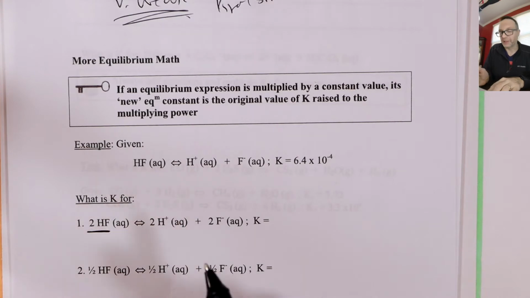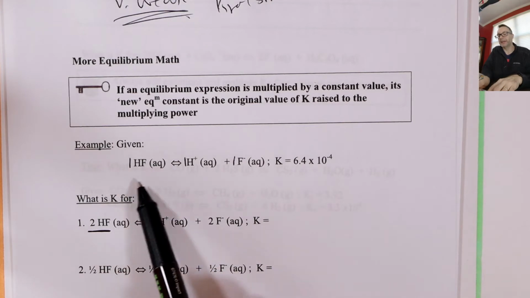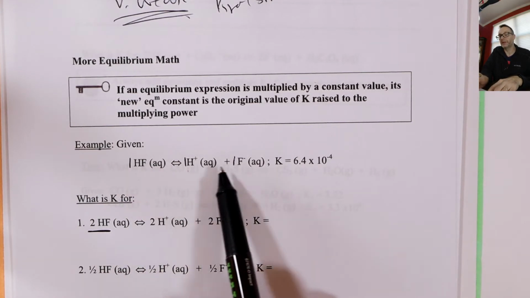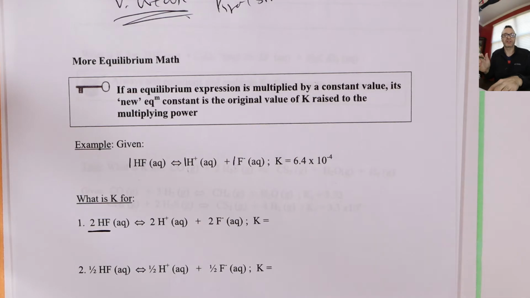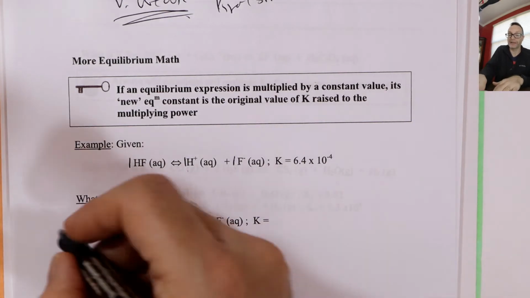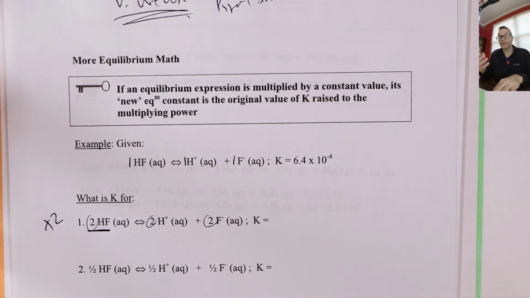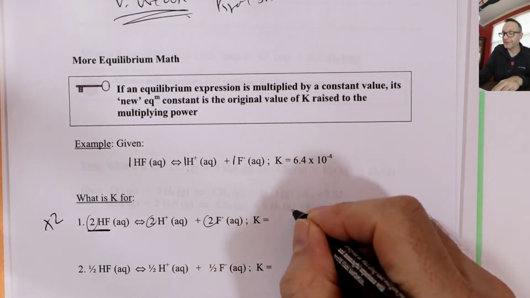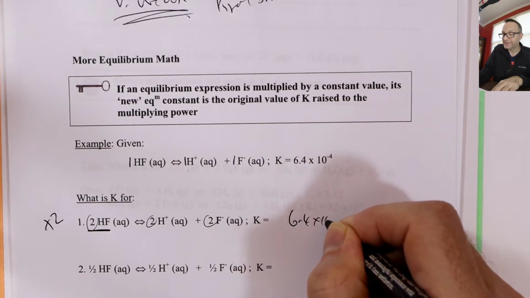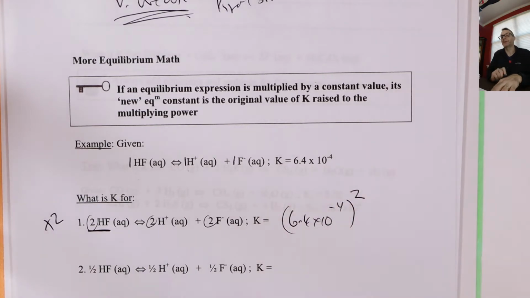So let's look here, this is an example, right? I've got 1, 1, and 1. So in our regular example, I have one reactant, one product, one product. If I just multiply through by 2, and that's the trick, you're multiplying through everything by the same constant, so I'm making twice as much stuff. What's K? Well, if I multiply the reaction, I do that to the power for K. So K equals 6.4 times 10 to the minus 4, and because I've multiplied through by 2, I'm going to put it to the power of 2.